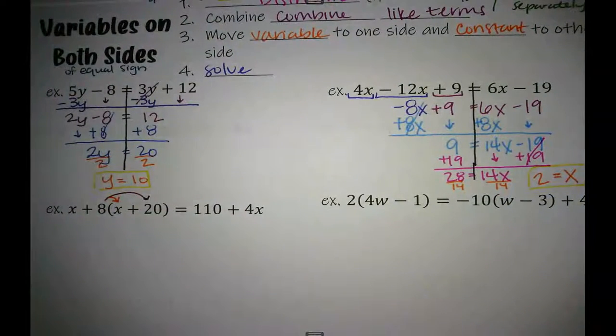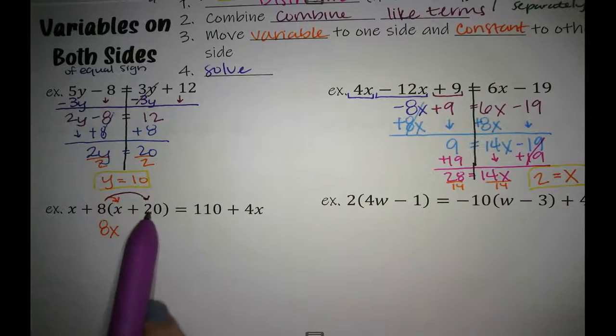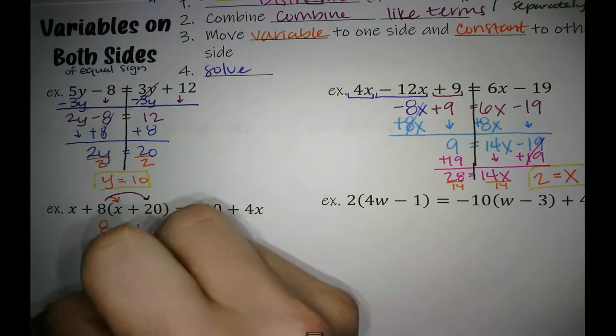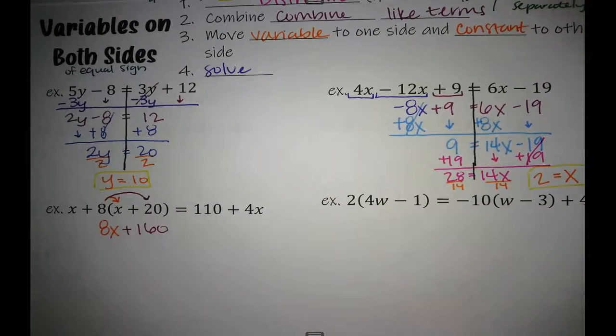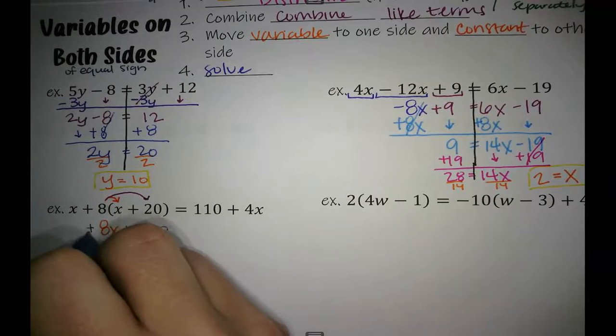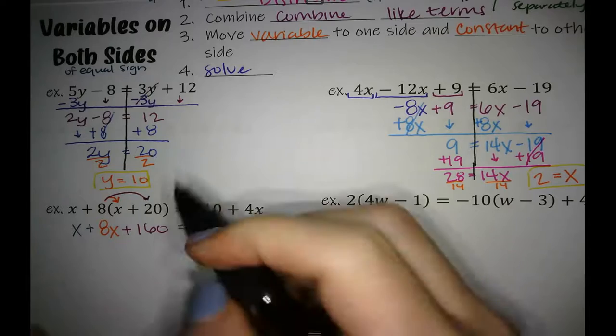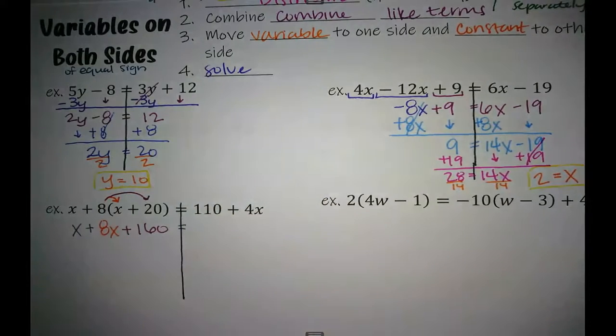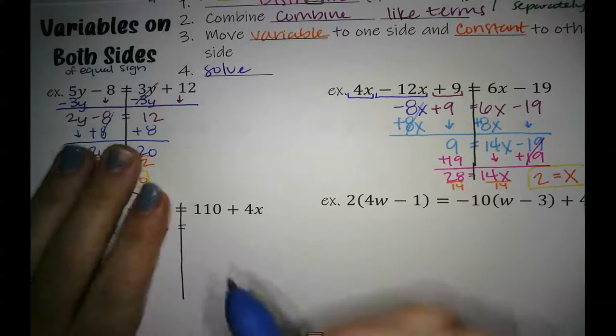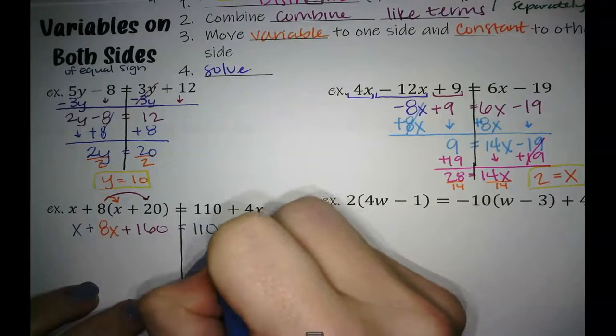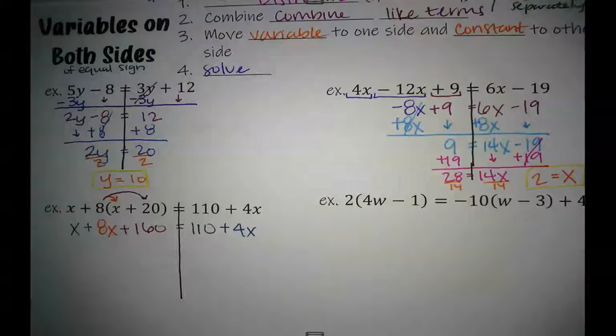So I need to take 8 times x, which gives me 8x. And then I need to take 8 times 20, which gives me a positive 160. Okay, we got this plus 4x over here. Do we have to distribute anything? I forgot to draw a wall. Okay. Do we have anything to distribute over here? No, we don't. I apologize for those bells, but I'm not going to start over.